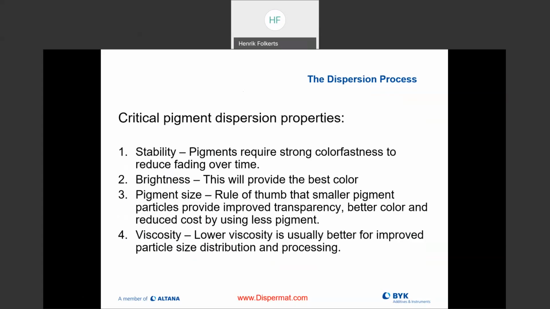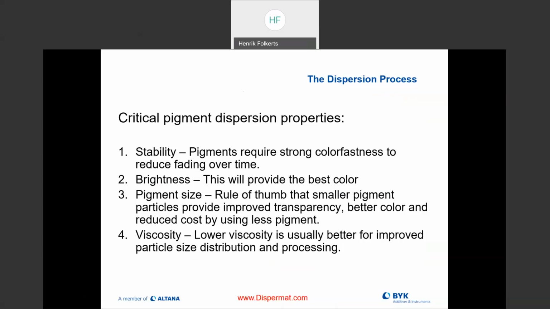So that will give us much better stability. The pigments require strong color fastness to reduce fading over time. That's very important. Our brightness needs to be improved. This will also give us the best possible color that we get out of the pigment. Our pigment size is very critical. So the rule of thumb really is that the smaller my pigment, the improved transparency and better color. And also I'm able to reduce my costs because I'm using less pigment, as I mentioned before.